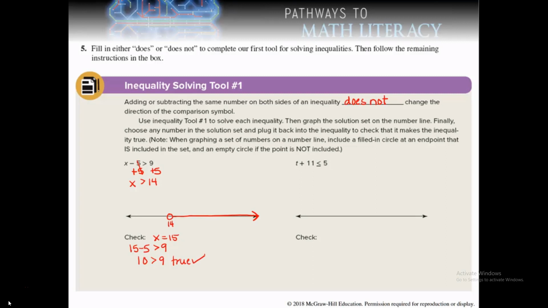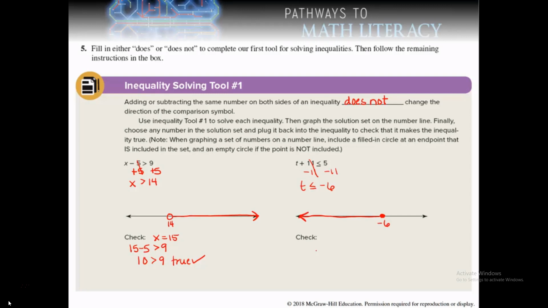For the second one, I have t plus 11 less than or equal to 5. To get the t by itself, I need to subtract 11 from both sides. I'm allowed to do that as well. So I get t less than or equal, because that does not change direction, negative 6. To graph that on the number line, I'm going to label a negative 6 somewhere, but this time it's less than or equal, so the negative 6 is included. To show that, I'm going to fill in the circle at the negative 6. And then to show that it's less than that, I can put an arrow off to the left.